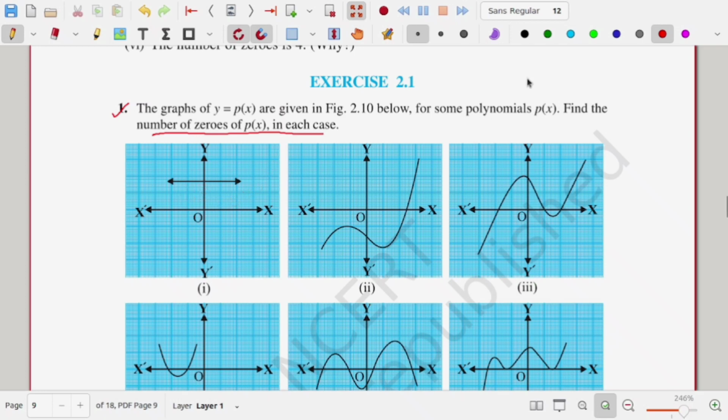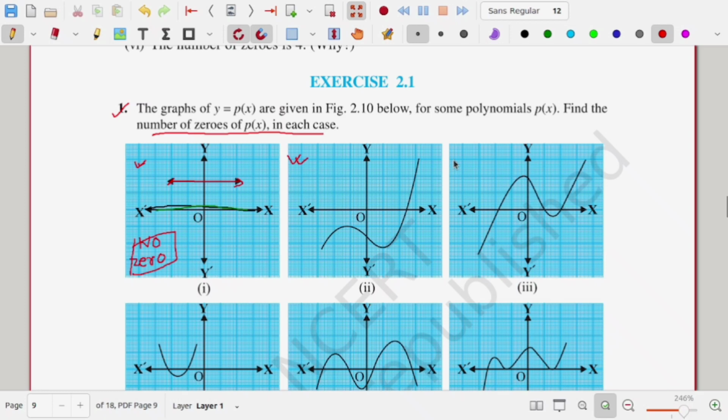So now look at the first graph. The first graph is a straight line, you can see here, and our x-axis is this. Does the graph cut the x-axis? No, we can clearly see that the graph does not cut the x-axis. So in the first case, it does not have any zero. That means the number of zeros will be 0. Is it clear to you? No zero.